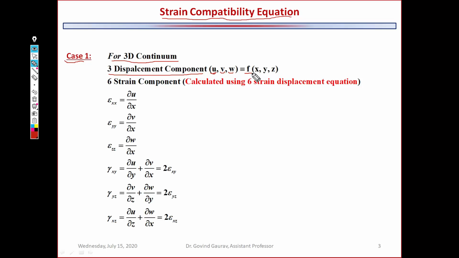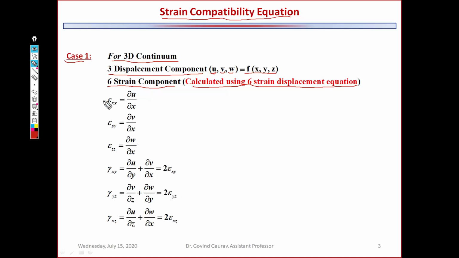This function is in the form of x, y and z, and this particular function is known as the displacement field. So in the first case, if we know the displacement field, we have a uniquely defined displacement field, and we are interested in calculating the six strain components, then these six strain components can be calculated using the six strain displacement equations that we know.